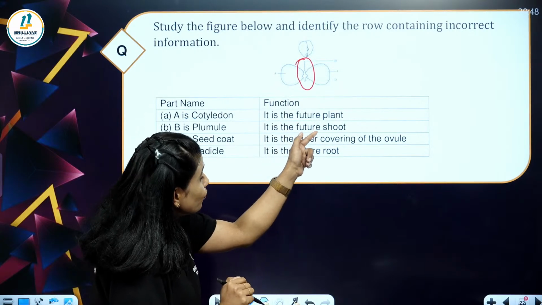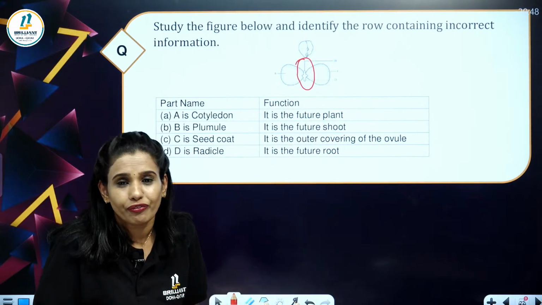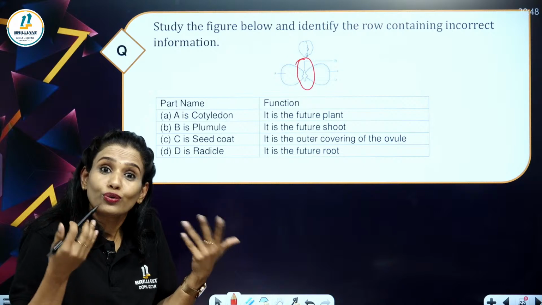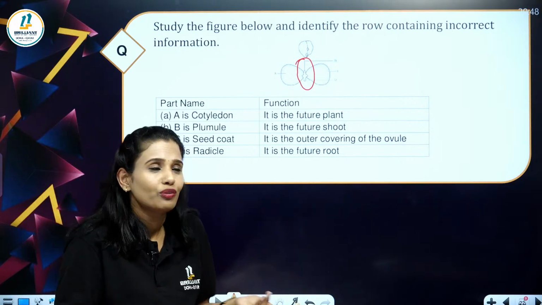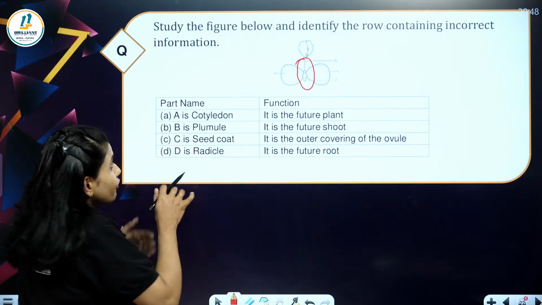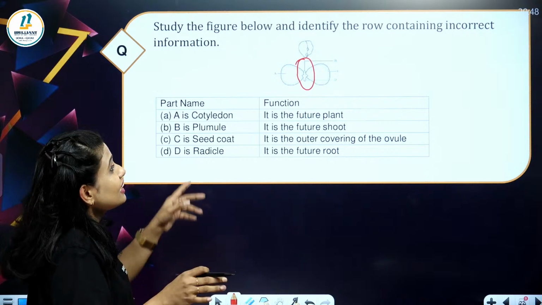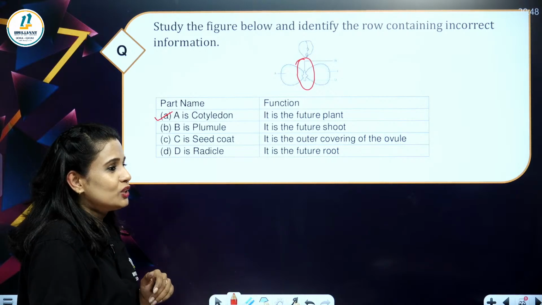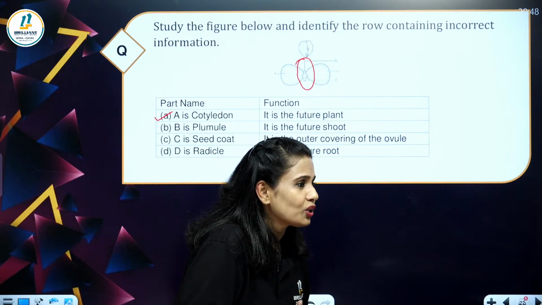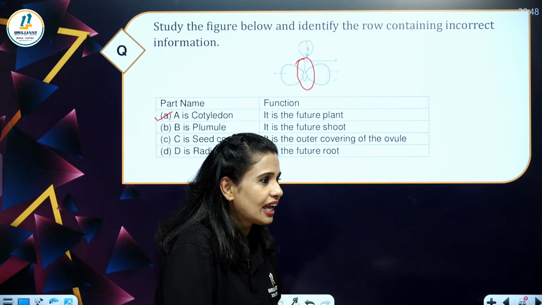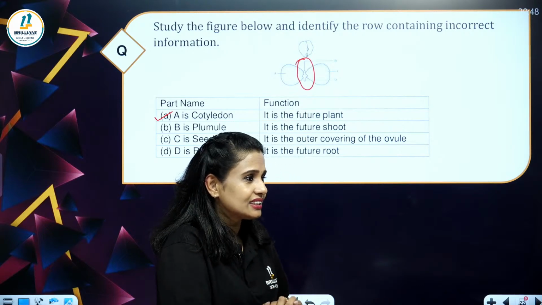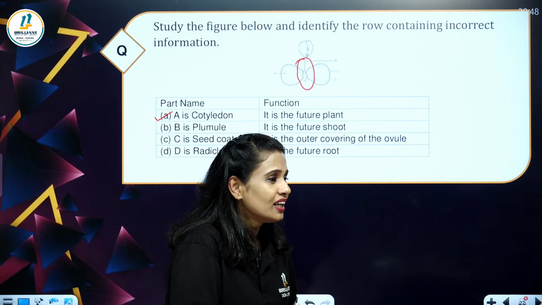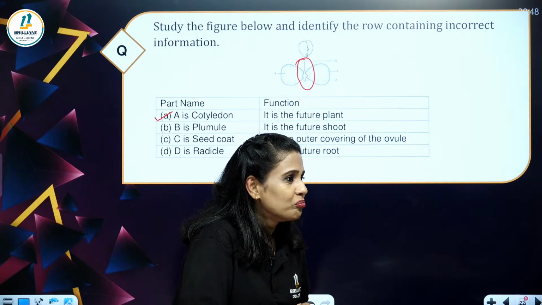So here it is given that A is cotyledon, the future plant. It is not the future plant. It stores food for the plants. So the first statement itself is incorrect. Which one is the correct option? It is option A. A is the incorrect statement. Very good. Keep it up.